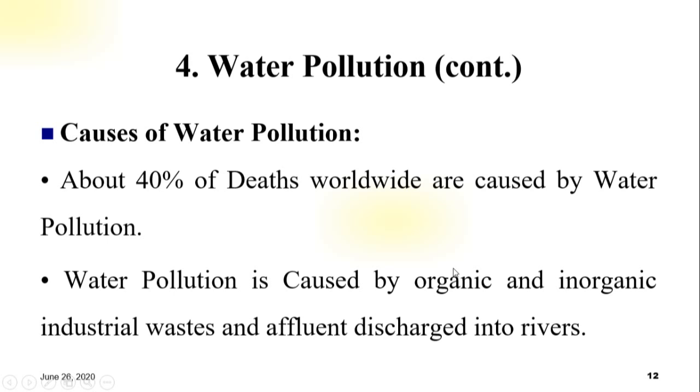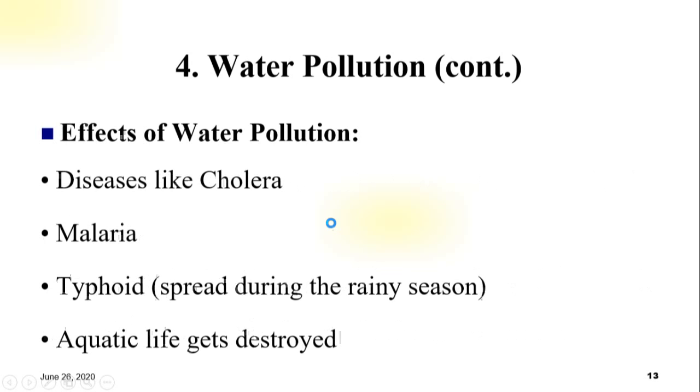Water pollution is caused by organic and inorganic industrial waste, and effluent discharge into rivers. I mean wastewater from industry flows into the river. This problem can cause water pollution that kills people, animals or plants, something like that. And the effect of water pollution.